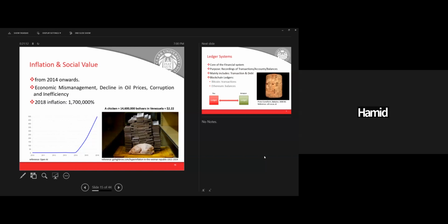So in 2018, they had a 1,700,000% inflation rate. This chicken in the US depends, but the cheapest price you can pay for this chicken, if you go to Restaurant Depot, is I think between $2 or $3. I know if you go to some stores, it might be much more expensive. But that chicken's value at that time was 14,600,000,000 bolivars. So if you wanted to buy that chicken, you had to put that much money down at a store just to get one chicken.